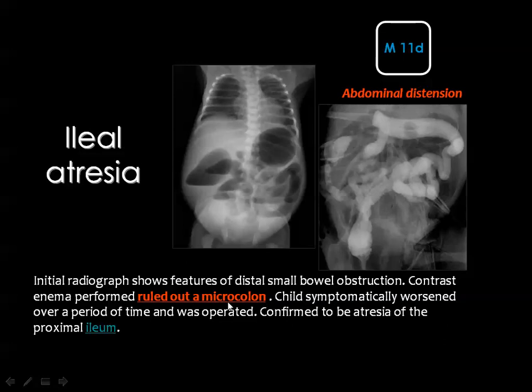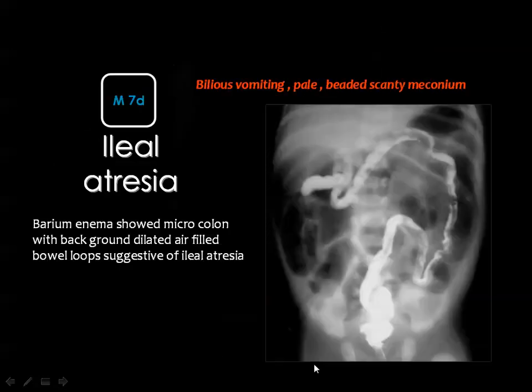The initial radiograph showed distal small bowel obstruction, and the barium enema was performed to rule out microcolon. This is one of the causes that can produce such an appearance, as I will mention after that. Then the child symptomatically worsened over a period of time and was operated on and confirmed to be atresia of the proximal ileum.